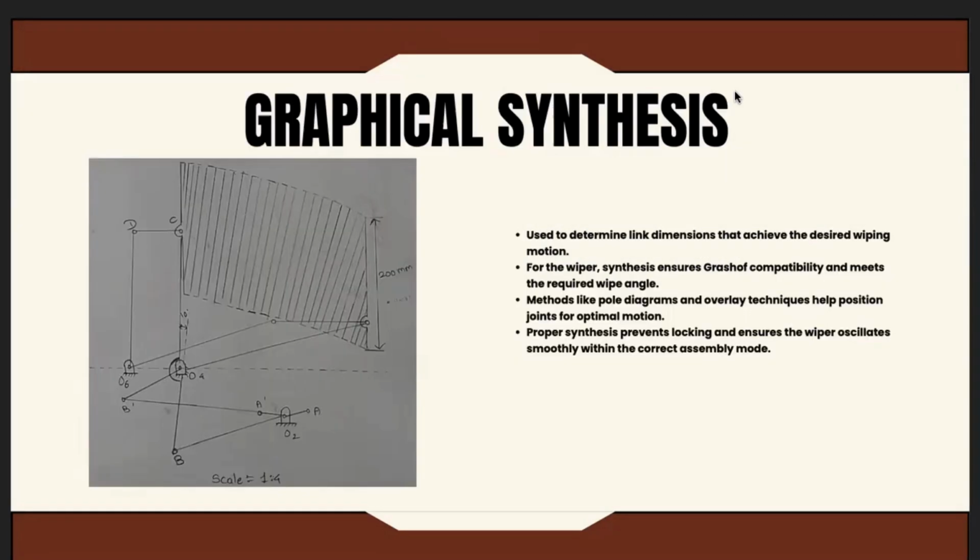Now I'll demonstrate the graphical synthesis of our windscreen wiper mechanism. Here you can see the graphical construction. I have created it using a scale of 1 cm is equal to 4 cm. All the link lengths are taken exactly as given in the Sessional 2 assignment, and I've also prepared a scaled figure to support the calculation.